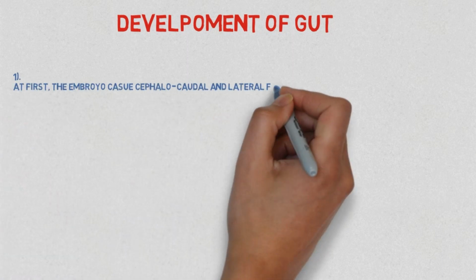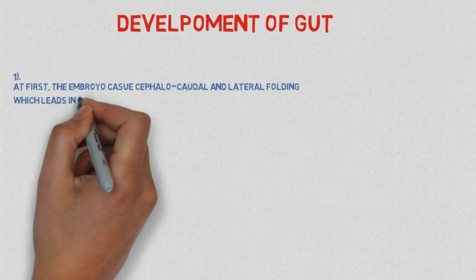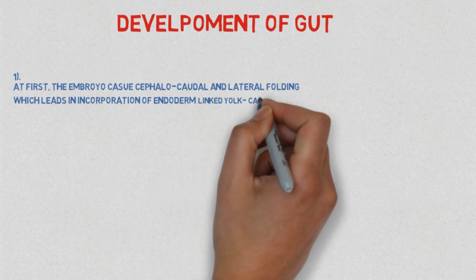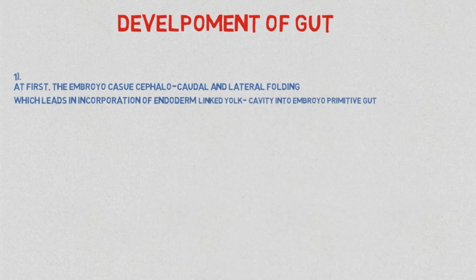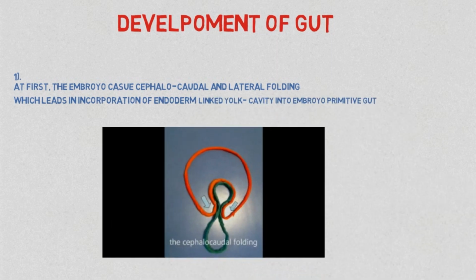So at first the embryo undergoes cephalocaudal and lateral folding, which we can see in the diagram in the arrow portion, which leads to incorporation of the endoderm-lined yolk cavity into the embryonic primitive gut.